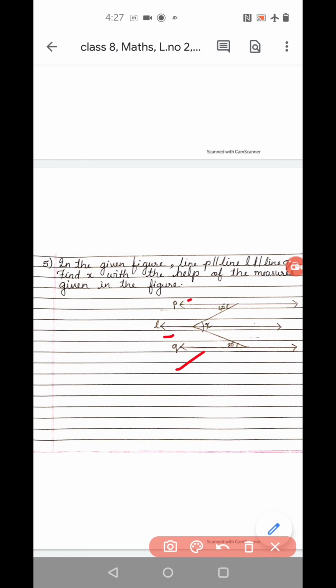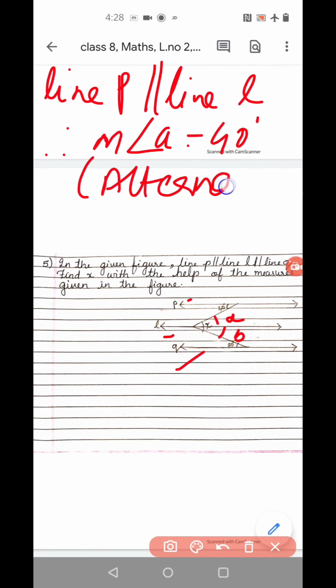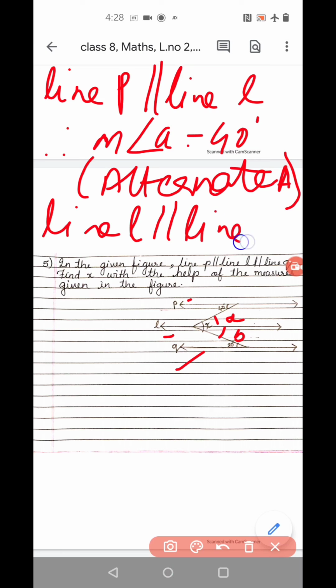What we are going to do is break this X into two parts. Let the upper part be A and the lower part be B. If line P and line L are parallel, then A will be 40 degrees according to alternate angles. So first we write line P parallel to line L. Therefore, measure angle A is equal to 40 degrees. Reason: alternate angles. Then next we have line L parallel to line Q.